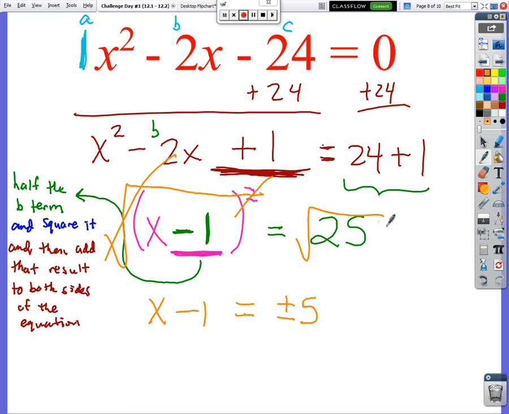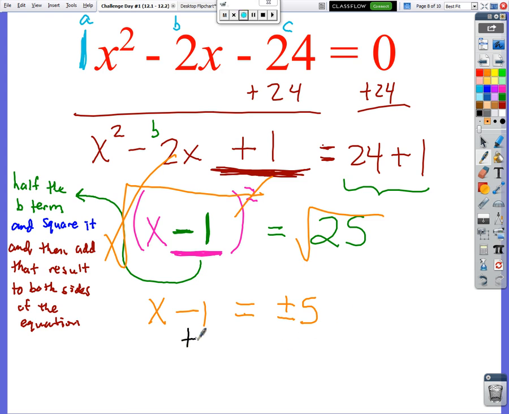Whenever we square root a number, technically you have to consider the positive and the negative root of it. This is kind of like the part in the quadratic formula where it's -b plus or minus the square root of b squared minus 4ac. So this part is like the square root part of the quadratic formula. It literally is that part.